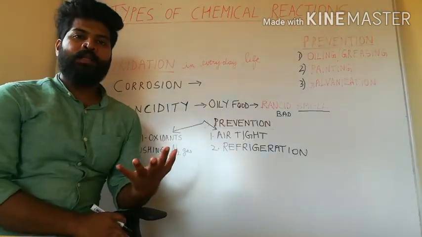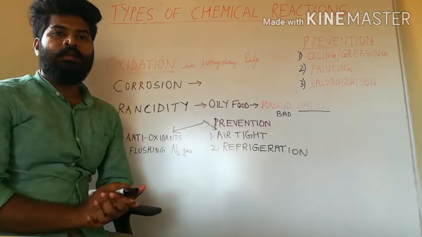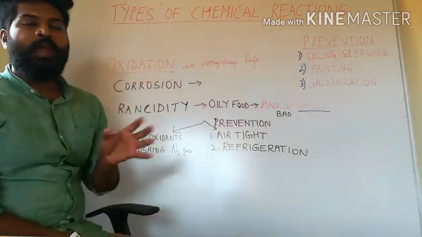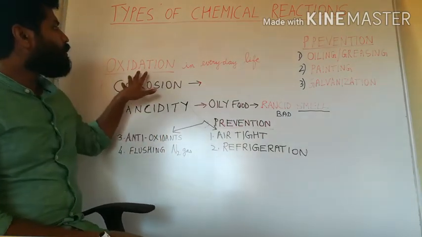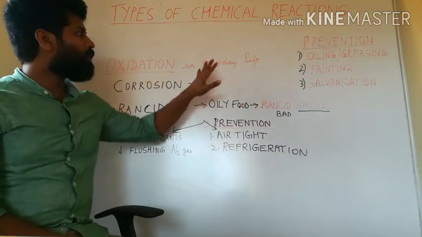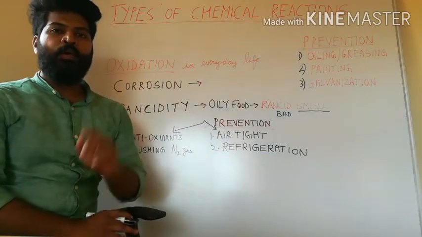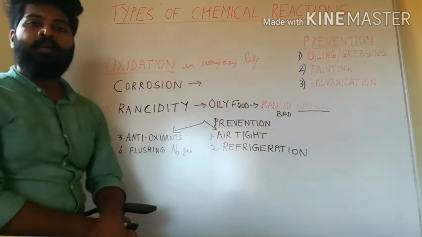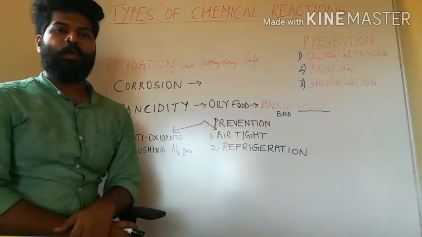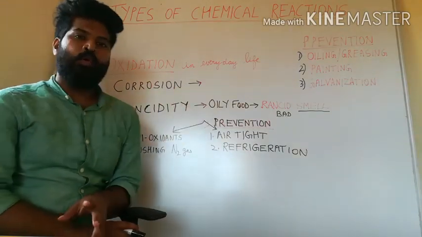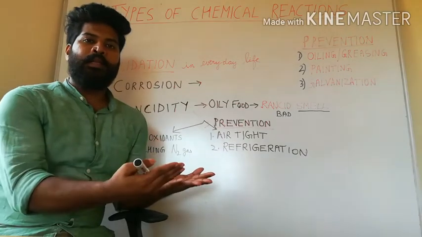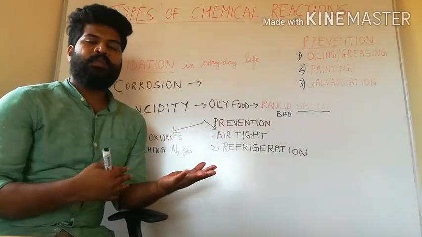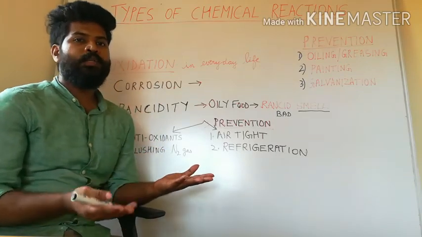Now that you have understood oxidation and reduction reactions, let us look at where these oxidation reactions take place in our everyday life. We have two examples. One is corrosion, the second one is rancidity. Let us start with corrosion. Corrosion, as you know, happens when we leave any metal surface exposed outside to the atmosphere.